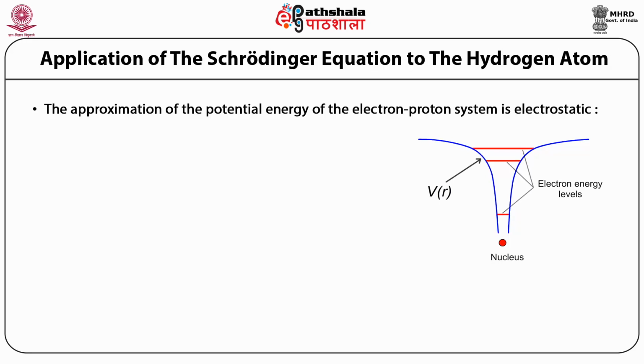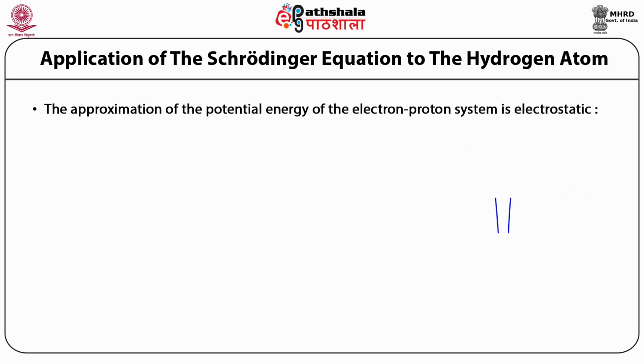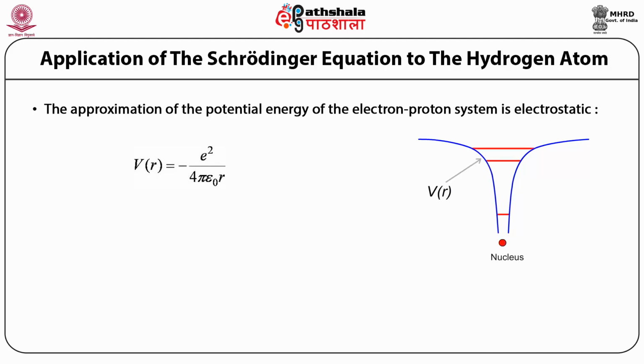Hydrogen atom can be treated as a particle in a quantum well defined by the following electrostatic potential, that is V(r) equal to minus e square by 4 pi epsilon naught r, and it is schematically shown in this figure, which is nothing but showing the potential well due to electrostatic attraction between the positively charged nucleus and the electron. Energy levels due to confinement of electrons are also shown in this figure.